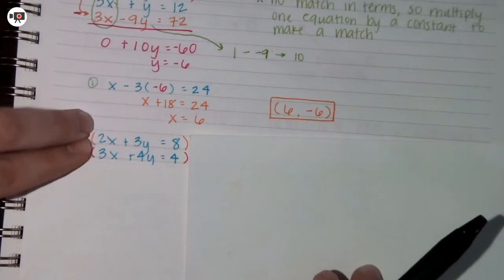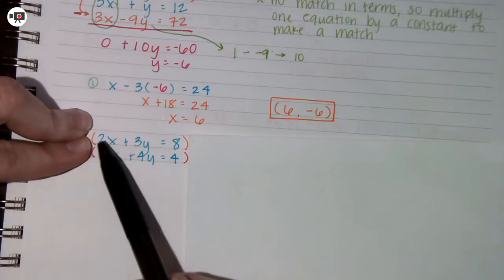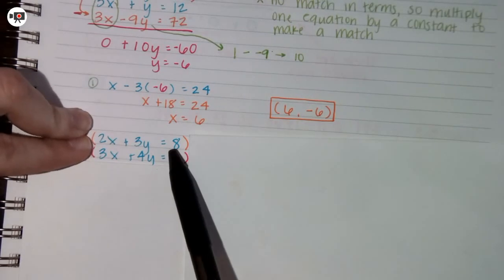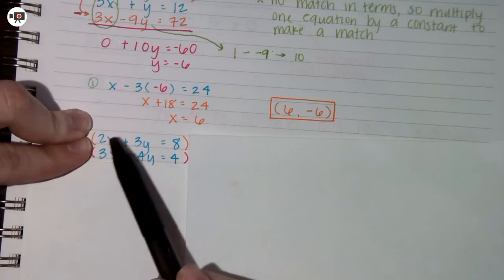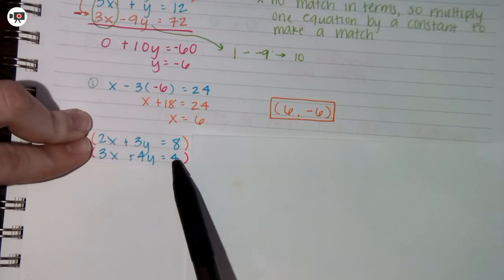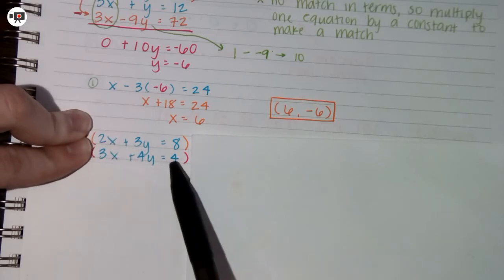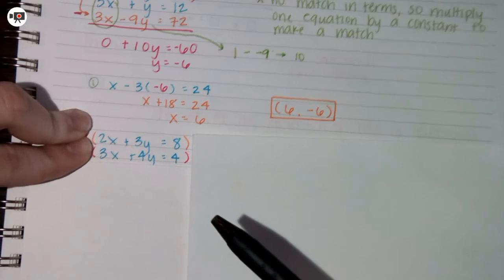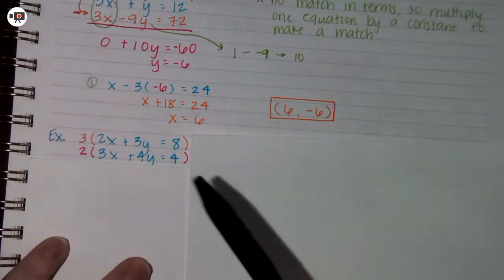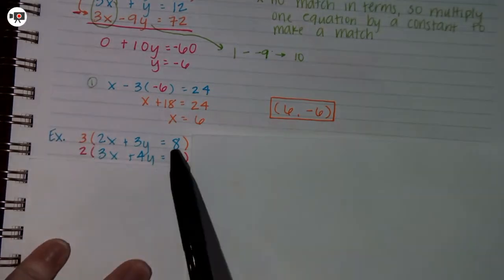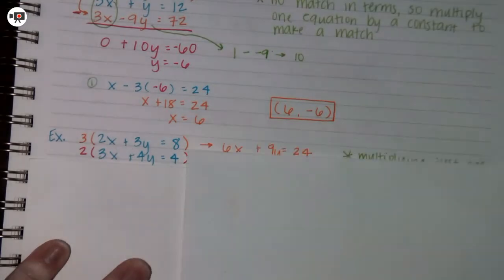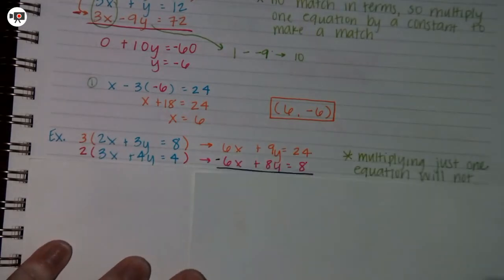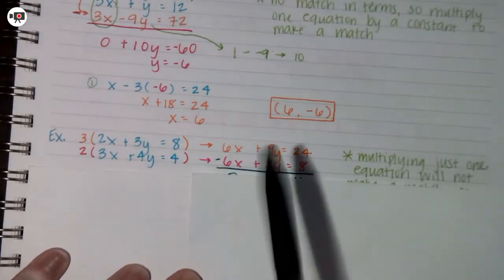Here's another example. And if I were to multiply one equation by a constant, I would not get a match. So I'm going to multiply each equation by a number. They're going to be different numbers, so that I can get a match. So if I multiply the top equation by 3 and the bottom equation by 2, my 6's will have a match.